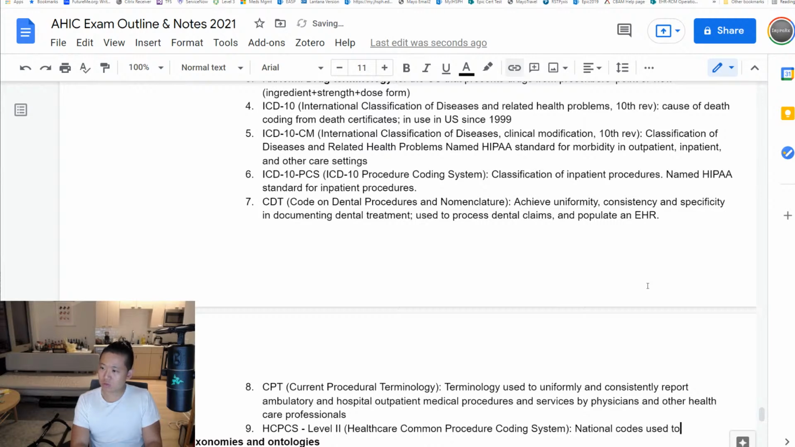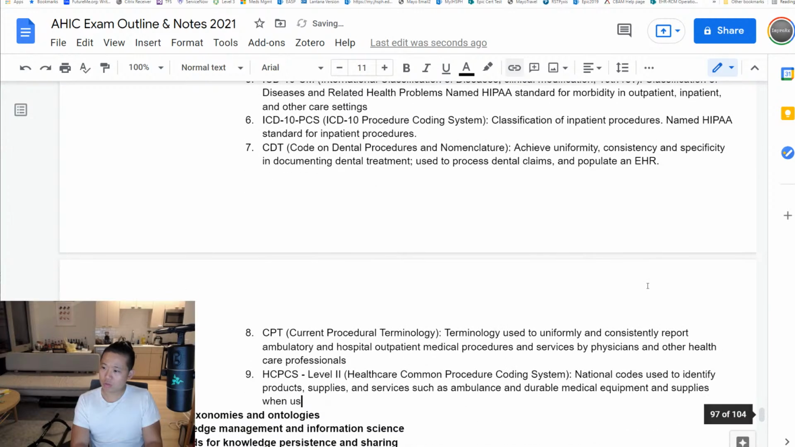National codes used to identify products, supplies, and services, like ambulance and medical equipment that is used outside a physician's office.